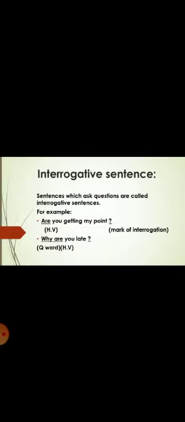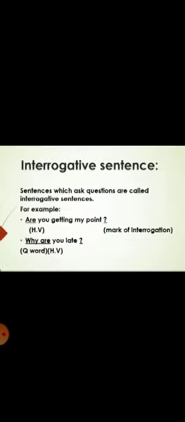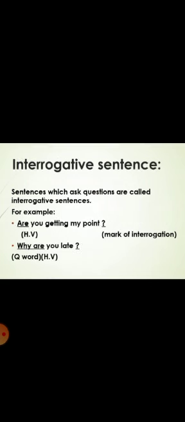The next kind is interrogative sentences. Interrogative sentences are sentences which ask questions. For example, if I say, "Are you getting my point?" This is an interrogative sentence. I am asking something from you, that are you getting my point?